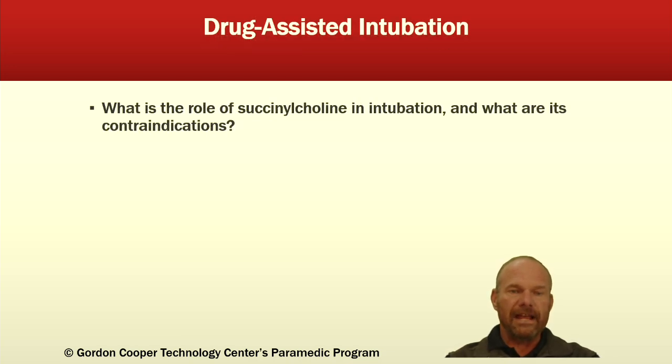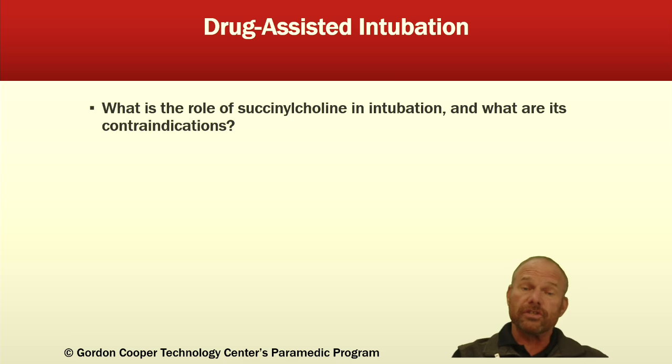Still talking about DAI. What's the role of succinylcholine in intubation, and what are its contraindications? Pause. So the role is a depolarizing neuromuscular blocker for rapid paralysis. Contraindications would be hyperkalemia, burns, crush injuries, neuromuscular diseases, malignant hyperthermia. Those are all contraindications.